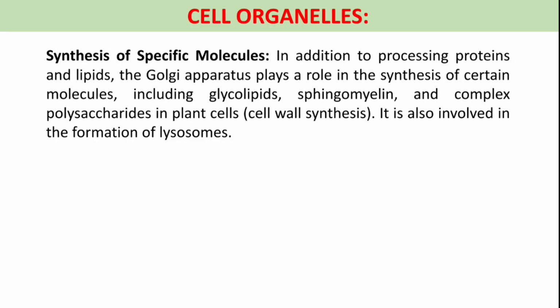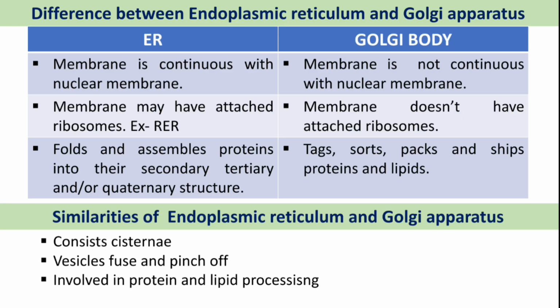Next, synthesis of specific molecules. The Golgi apparatus plays a role in the synthesis of some specific molecules, including glycolipids, sphingomyelin, and complex polysaccharides in plant cells. It's also involved in the formation of lysosomes. So these are some facts about the Golgi apparatus. Next, we are going to discuss the differences between the endoplasmic reticulum and Golgi apparatus.